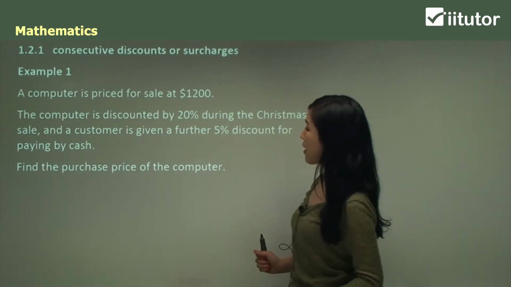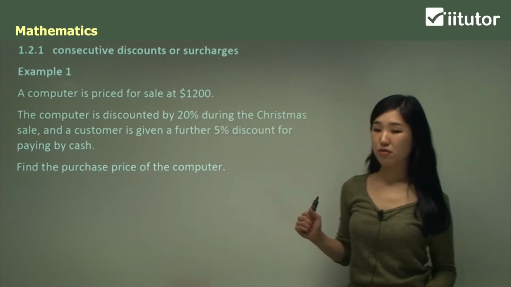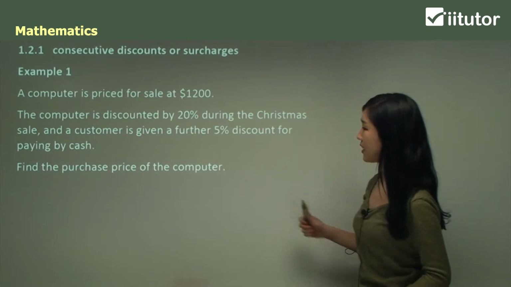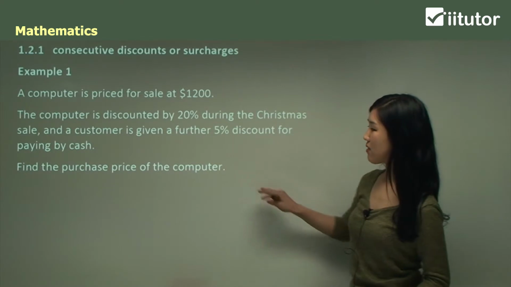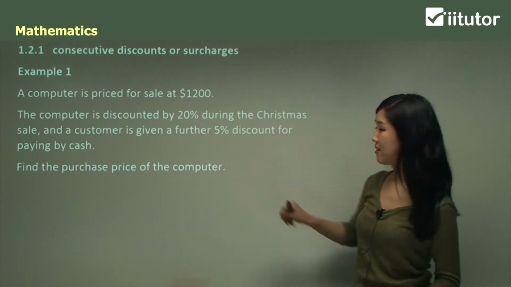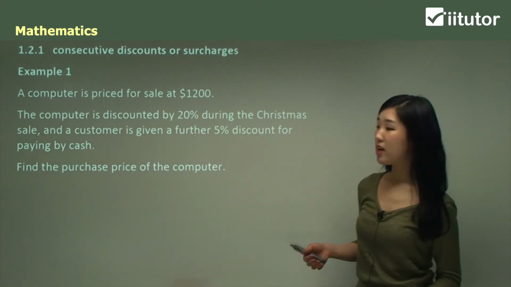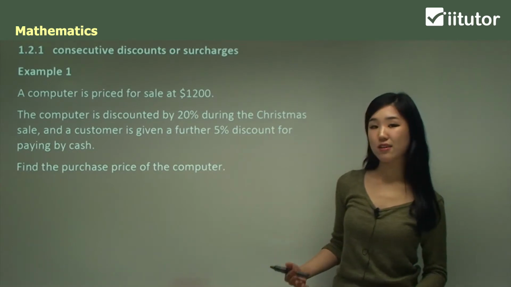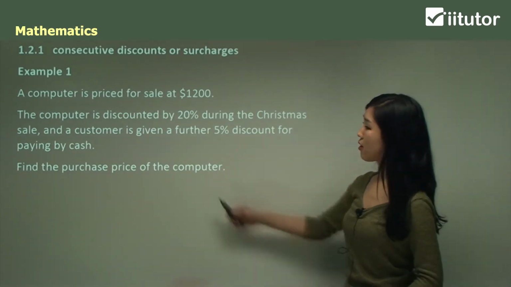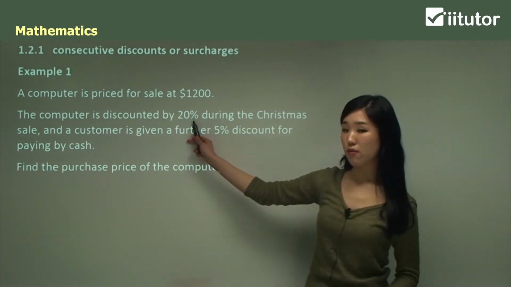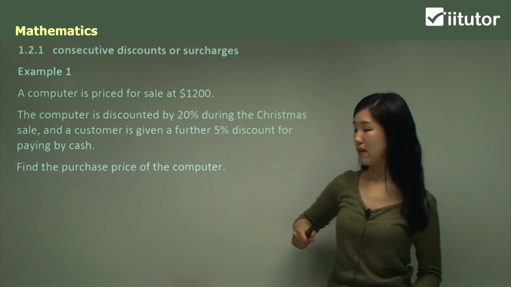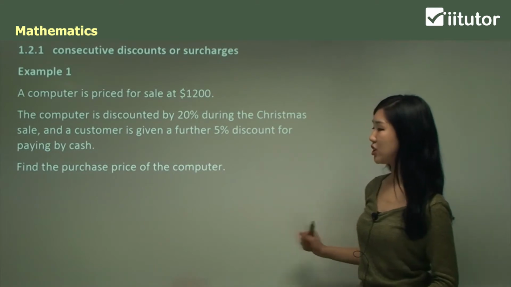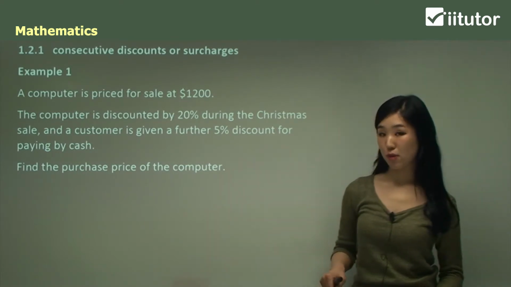A computer is priced for sale at $1,200. The computer is discounted by 20% during the Christmas sale, and a customer is given a further 5% discount for paying by cash. So this is where the consecutive discount comes across. It's a 20% discount for the Christmas holiday, and on top of that we also get a 5% discount for paying by cash. So find the purchase price for the computer.